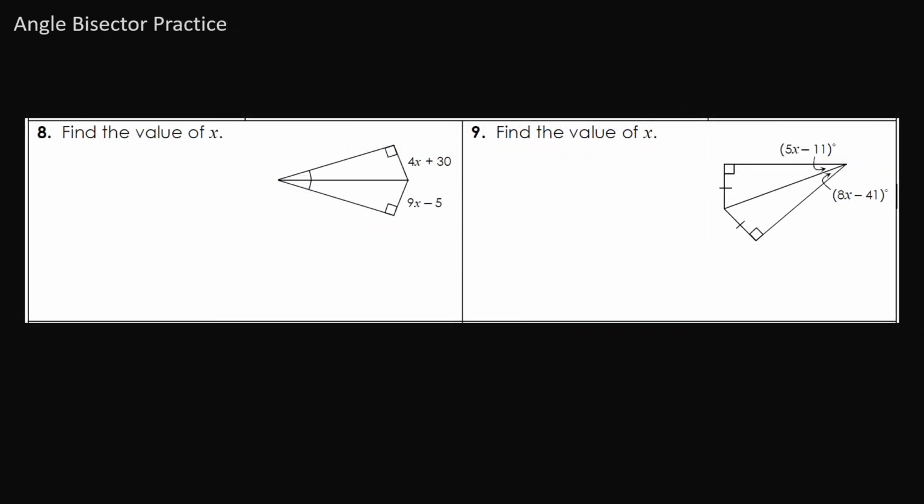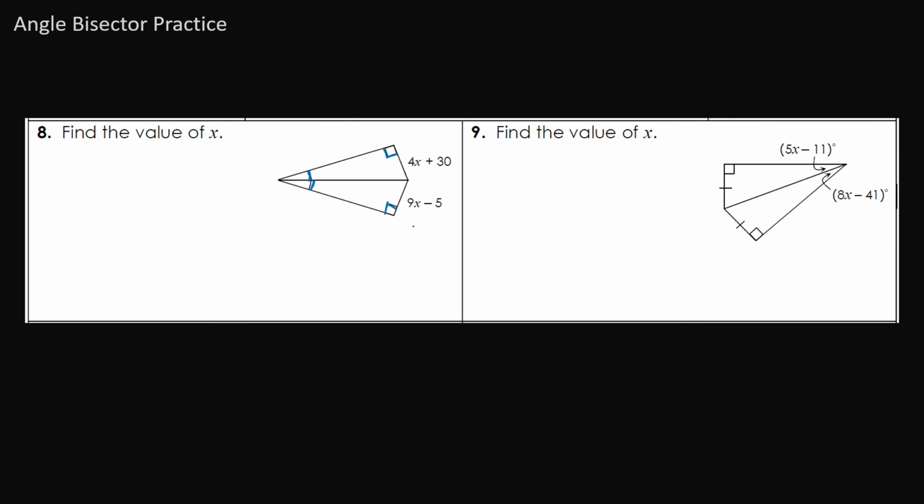So let's try applying that information. We're going to look at problems 8 and 9. So we are given that the main angle has been cut in half. Both parts are congruent to each other. We're also given that the sides form a right angle with the segments.